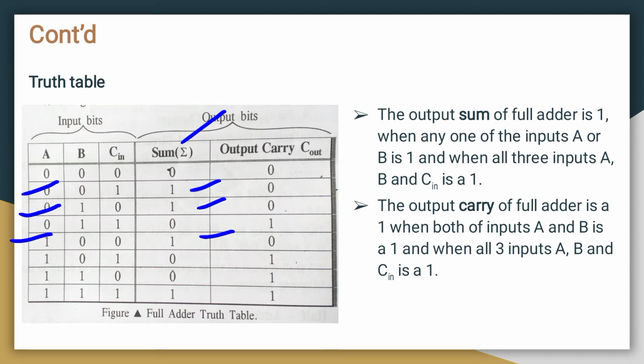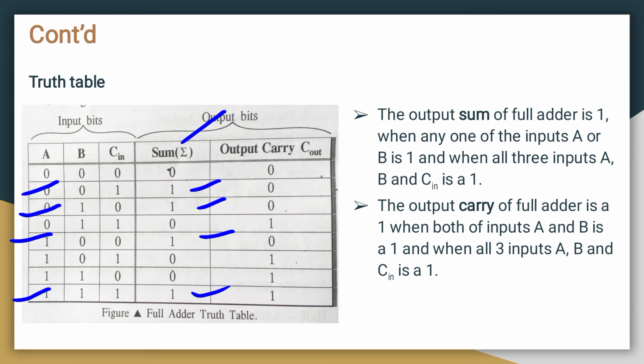Clear? I repeat, for the sum you are having a condition that depending on the inputs, any one input is 1, the output is 1. Okay, if you are having 2 inputs as 1, it will be 0. So this is one condition. One more condition is the last one, all the inputs are 1, the output is 1. So this is about the sum.